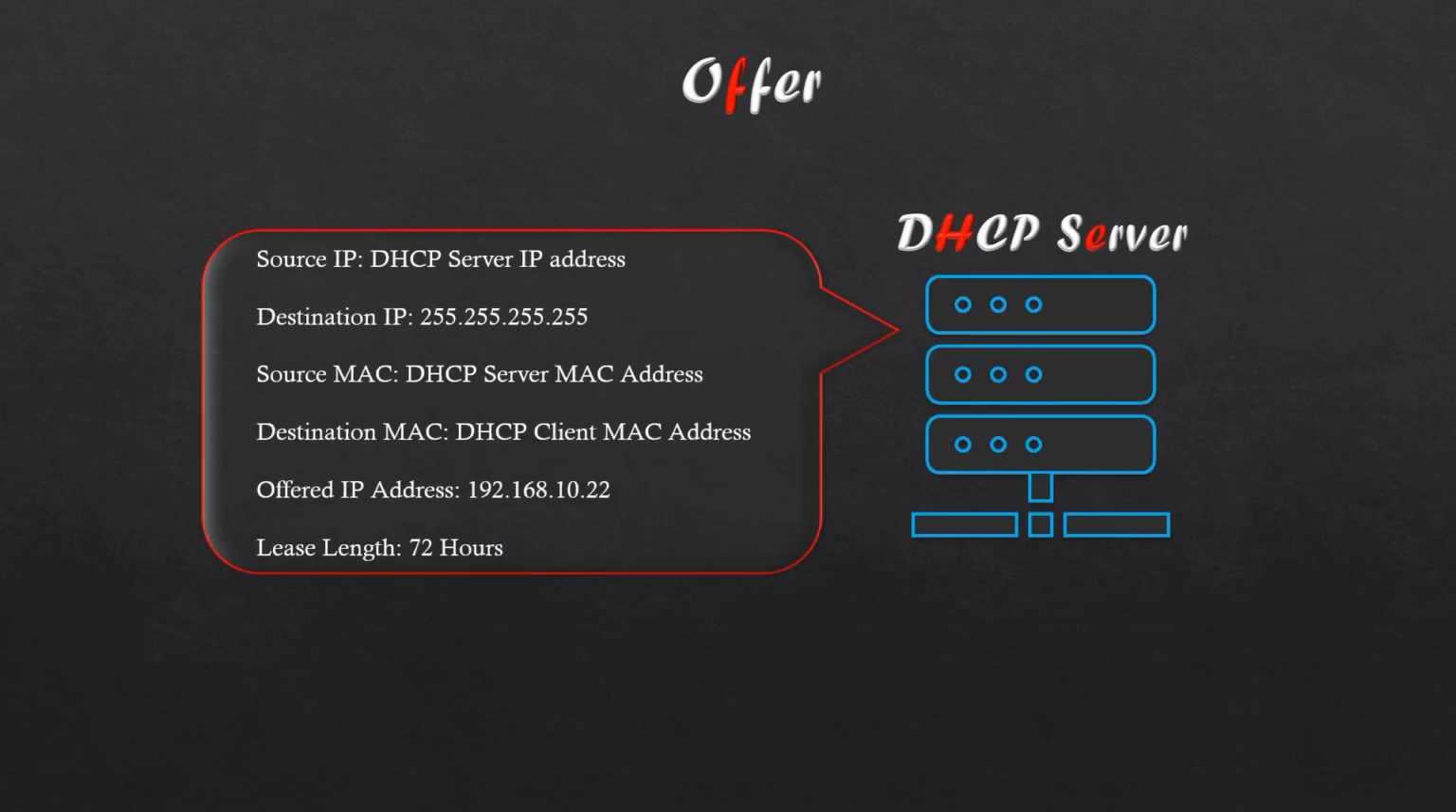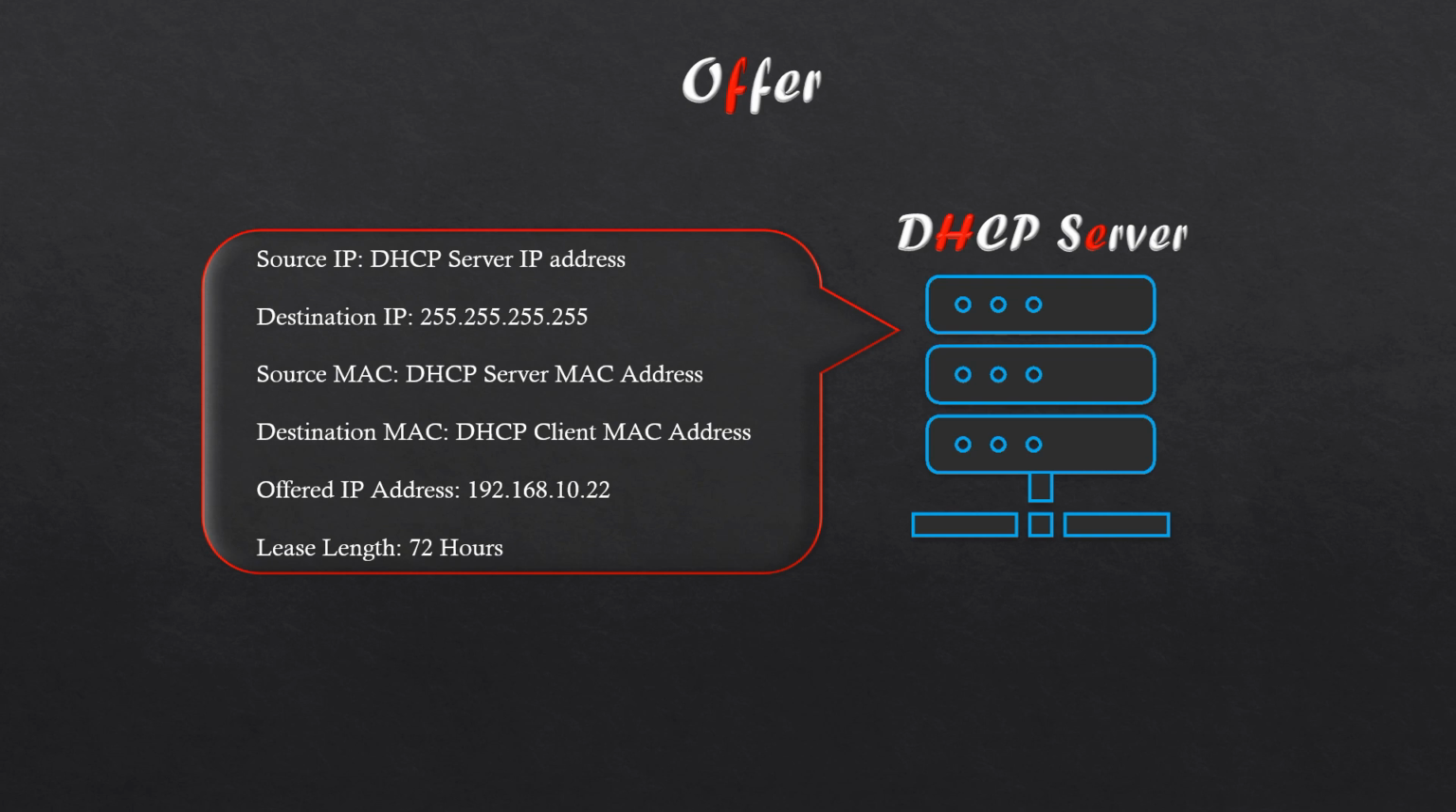The second one is the offer message. Once the DHCP server gets the discover message from the client, it responds back with the offer message. In offer message, the source IP address is the same as the server IP address itself. The destination is again the broadcast IP address, as the client doesn't have an IP address at the moment. Source MAC is the MAC address of the DHCP server itself. Destination MAC will be the MAC address of the client.